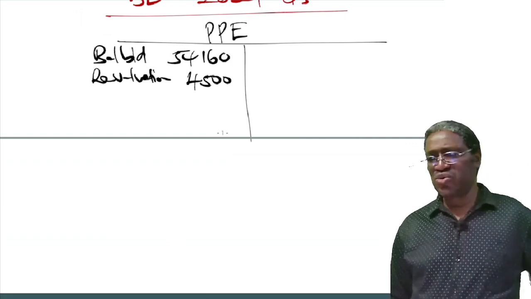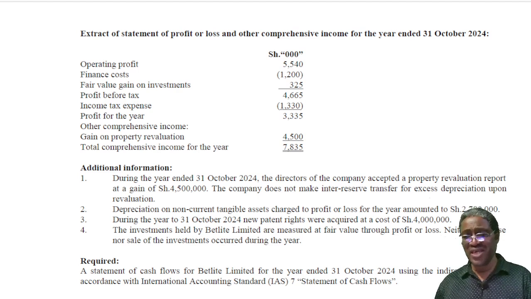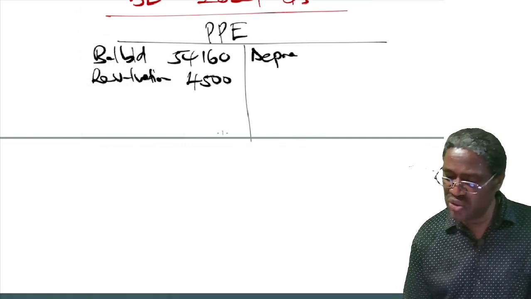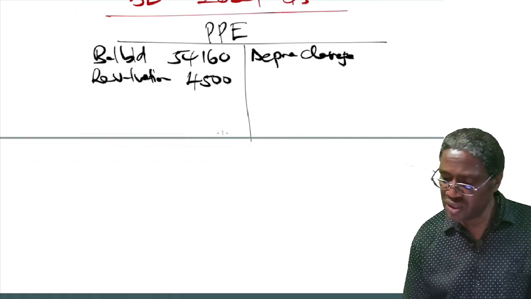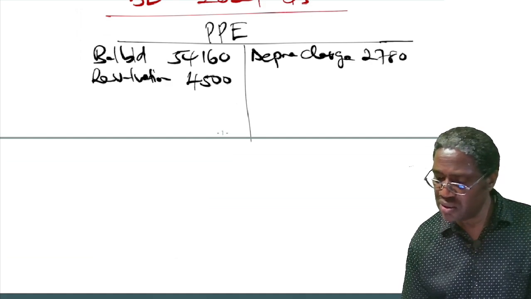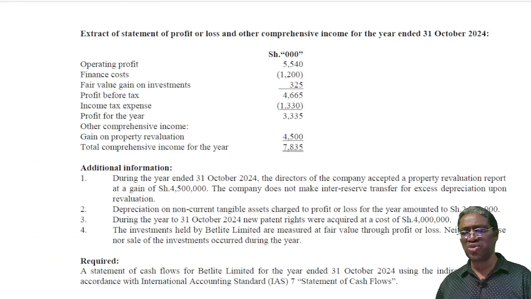We got note number two now. We want to see whether there is anything relating to property, plant, and equipment. Yes, number two, we are told that the depreciation on the non-current tangible assets charged during the year was 2780. So we know depreciation reduces the value of an asset. So we come and see a depreciation charge. That is 2780.